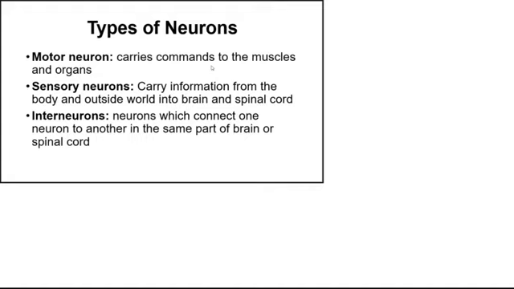And when we start talking about our divisions of systems, we'll talk about the central nervous system, which is the brain and spinal cord, as opposed to the peripheral nervous system, which is everything else. And then, as we said before, the interneurons are the ones that go between the motor neurons and the sensory neurons. So they connect one neuron to another in some part of the brain or spinal column.